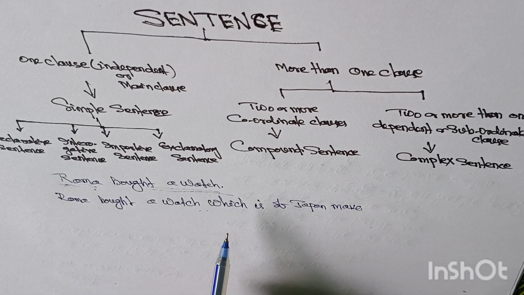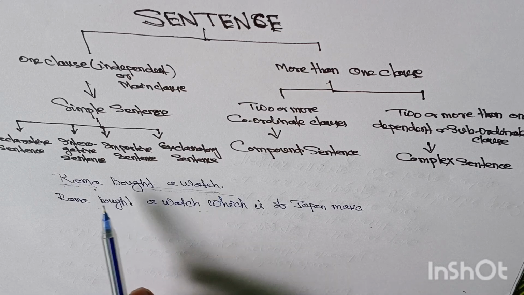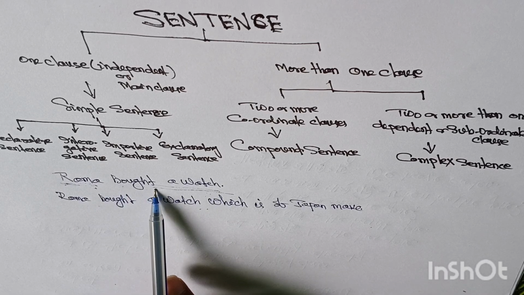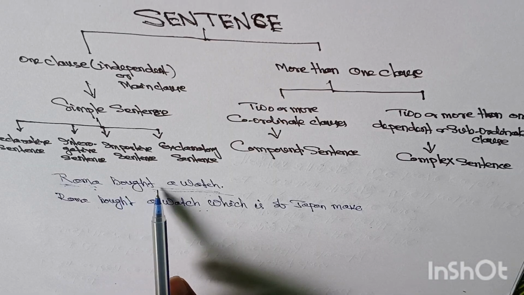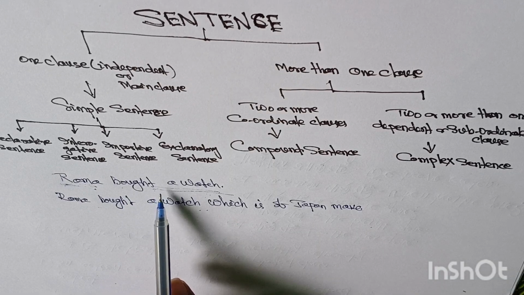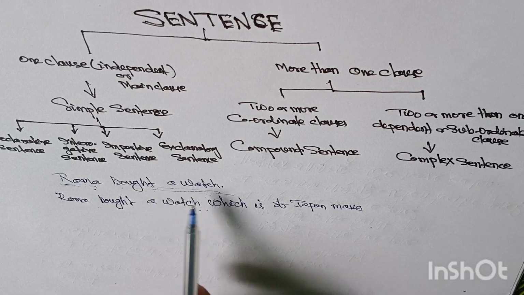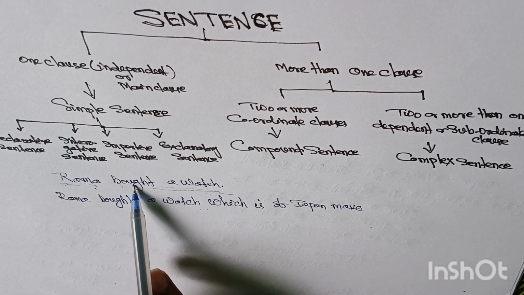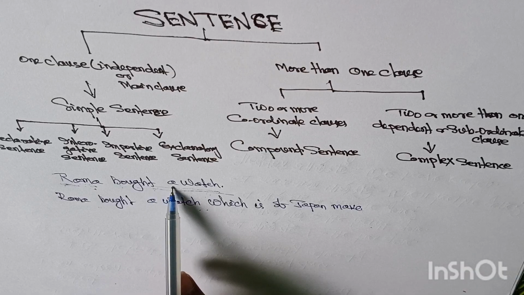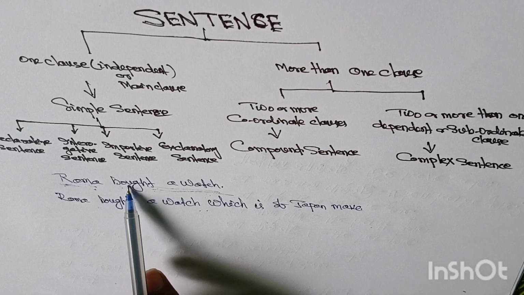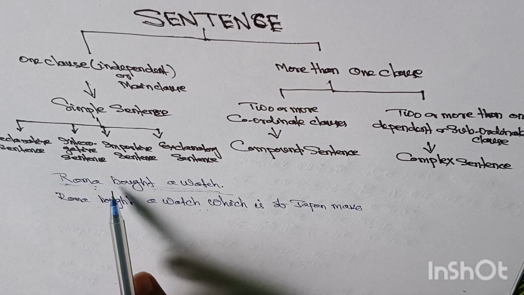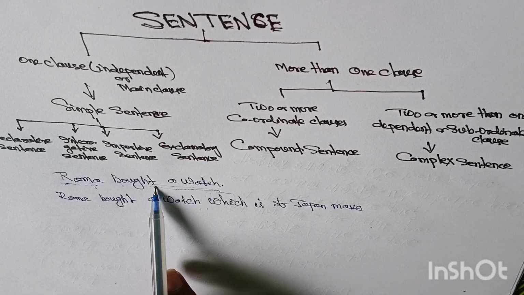Similarly, in a simple sentence the predicate part has a finite verb. In Rama bought a watch, the predicate part is bought a watch. Bought is the finite verb. The predicate part has a finite verb, and that finite verb is bought.